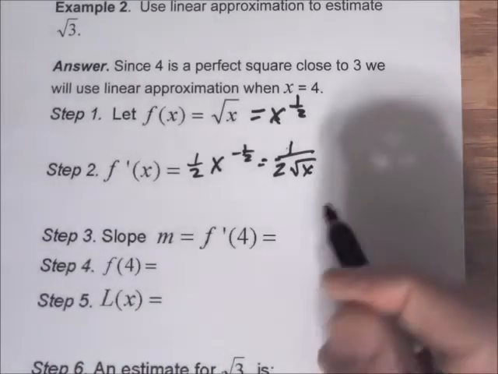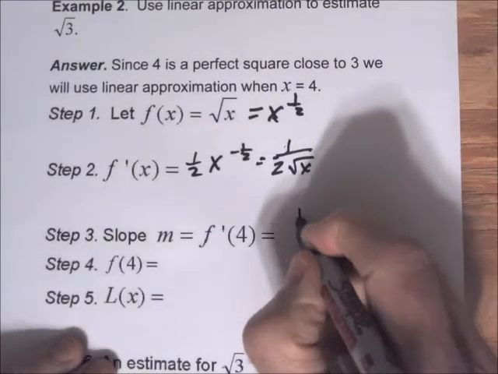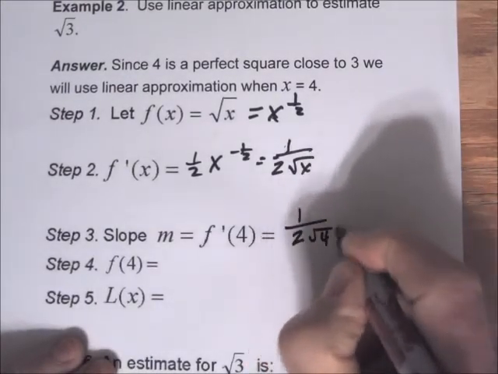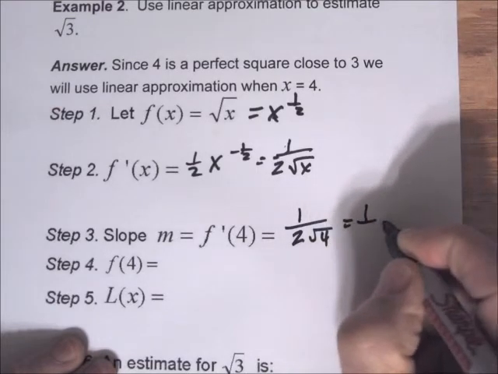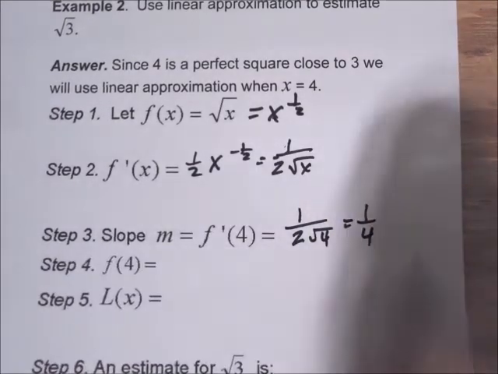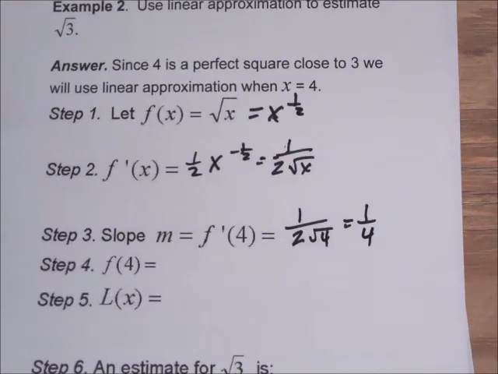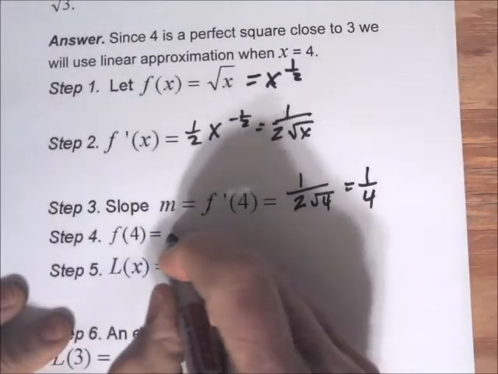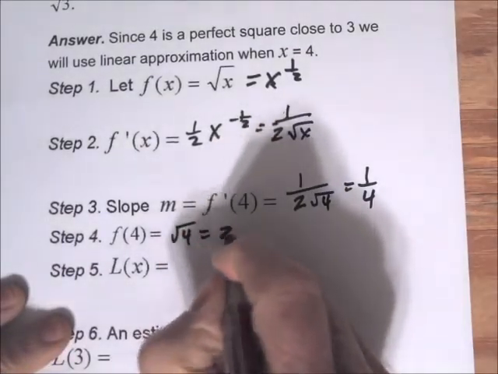We'll compute f prime of 4. That's going to be 1 over 2 square root of 4. Square root of 4 is 2. 2 times 2 is 4. So the slope when x is 4 is going to be 1/4. And we want to compute f of 4. f of 4 is just the square root of 4, which is 2.